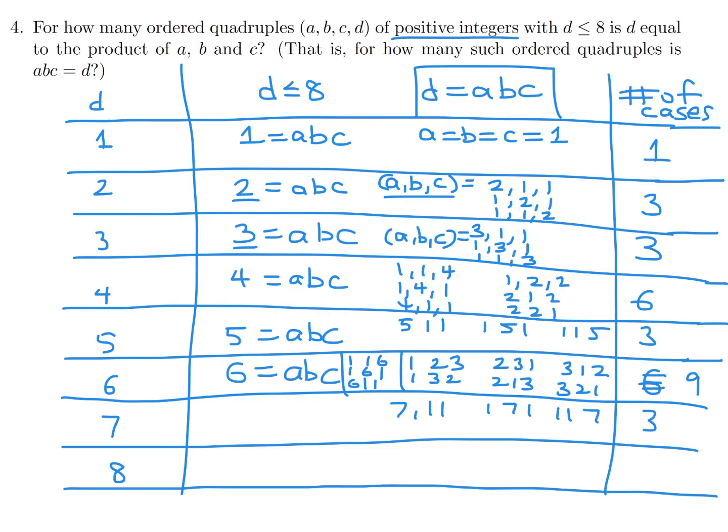And then 8 is going to be a lot. You're going to have the standard 1, 1, 8 stuff, 1, 8, 1, and 8, 1, 1. And then you're going to have the 2s. There's only the 2, 2, 2 scenario. And then you're going to have a 1, 2, 4, and that will give me probably another 6. 2, 1, 4, 2, 4, 1, 4, 1, 2, and 4, 2, 1.